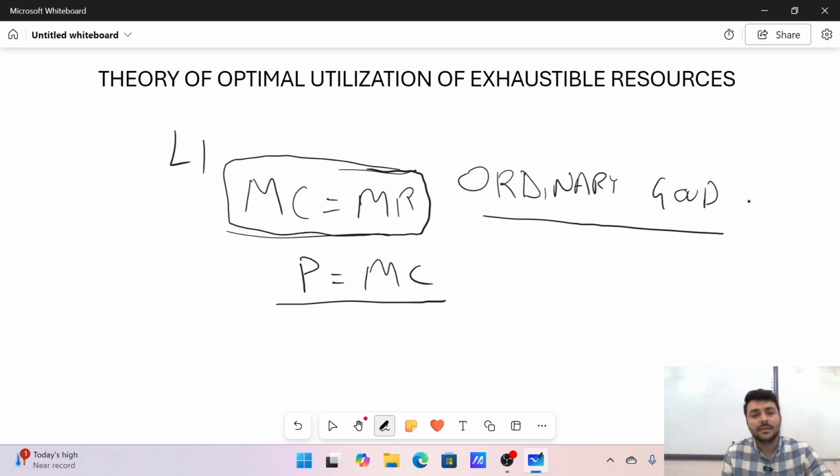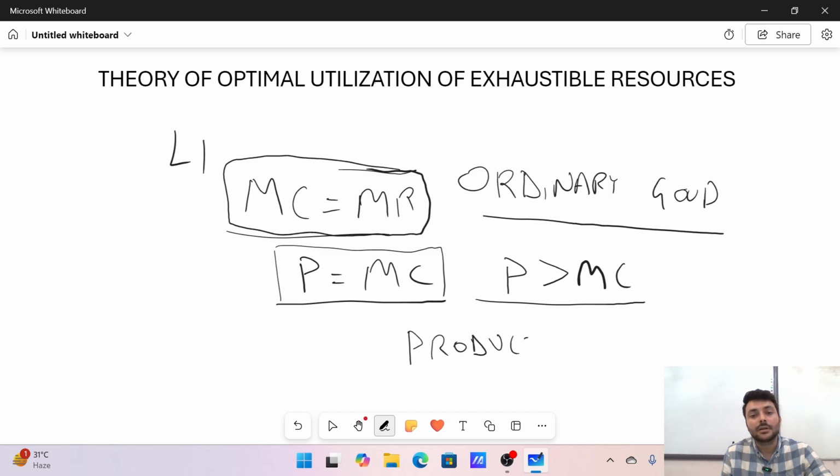As we know, for a price taking firm, price equals the marginal revenue. All right, so this is the case. However, if price is greater than the marginal cost, then what would happen? The producer will increase his production. We all know that in the standard theory, we all have studied this thing. So if the price is more than the marginal cost, then the producer can increase his production so as to earn more profit. This is the case of an ordinary good, wherein the production can be increased when price is more than the marginal cost.